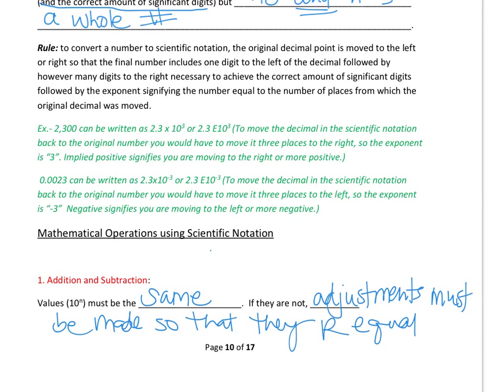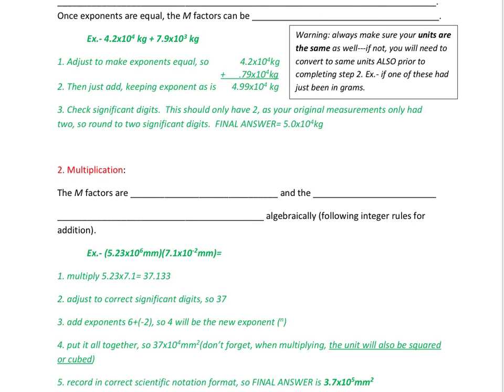And of course the adjustments would be using what you learned up here, or what you already know about moving the decimal point and how that impacts your exponent. So once those exponents are equal, the M factors can then be added or subtracted. Here's an example. You need to make sure you understand how to do this. If not, you might want to practice a few times and even ask me for more practice if you're not getting enough.